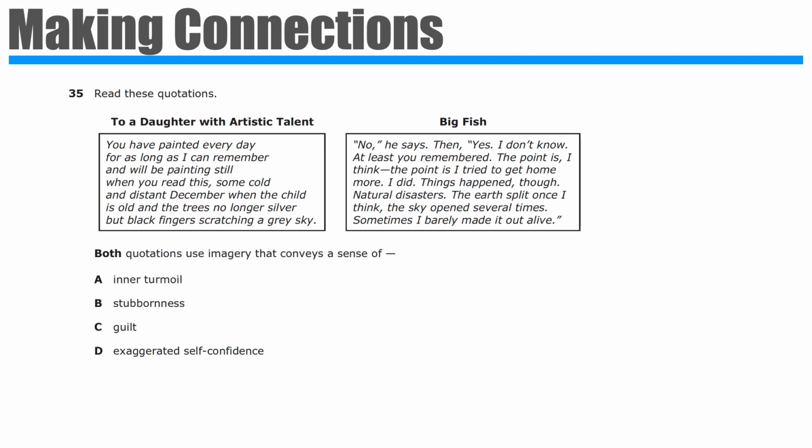Another way that making connections questions are asked is occasionally they give you a quotation or a bit of text from each of the texts, and then they ask you a question about those specific quotations. In this case, for the two quotations that they gave us, they're asking us both quotations use imagery that conveys a sense of, and then they're asking us to complete the sentence with one of the words of the answer choices. Now, in this example, they're asking us what is similar or the same about these quotations, but keep in mind they could use this same structure to ask us about a difference.